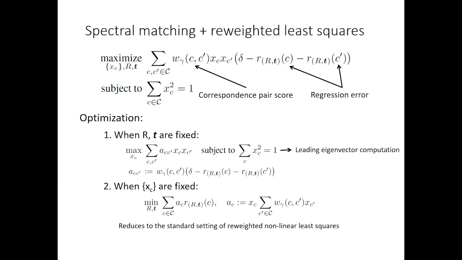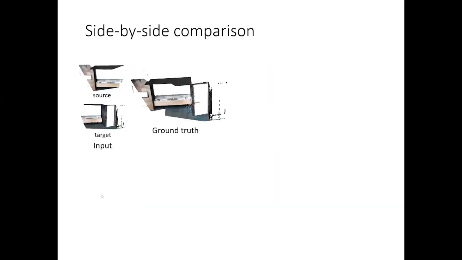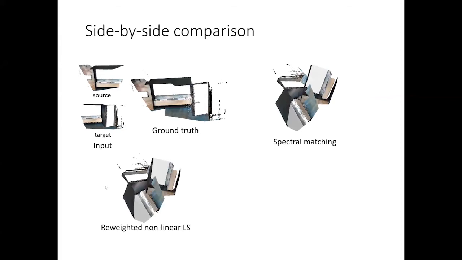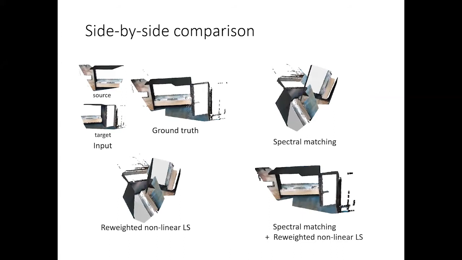This sounds complicated, but in the deep learning era, people have developed training strategies for this kind of general feed-forward procedure, right? So this can be trained together with the prediction network. This is a side-by-side comparison between the different techniques. For example, this is the result of spectral matching. If we only do the reweighted non-linear least squares, it's incorrect. But if we combine them, this gets a lot better.